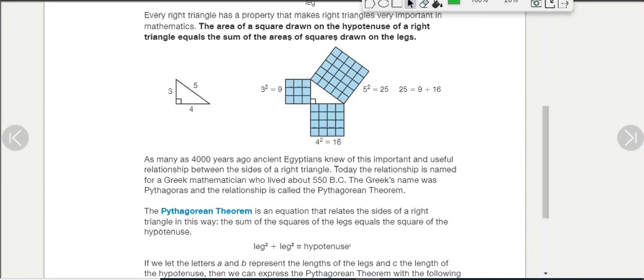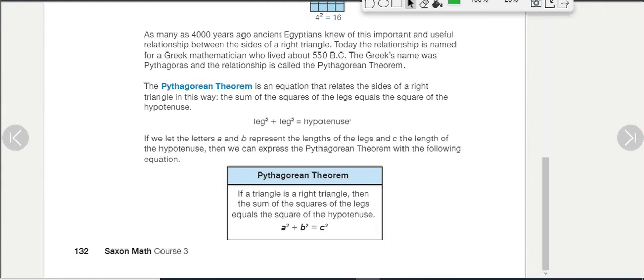The area of a square drawn on the hypotenuse of a right triangle equals the sum of the areas of squares drawn on the legs. I'll show you why this is helpful. The Pythagorean theorem is an equation that relates the sides of a right triangle in this way. The sum of the squares of the legs equals the square of the hypotenuse. This is pretty hard to see too. But we square a leg length, we square the other leg length, we add that together, and it gives us the hypotenuse squared. So we show this in short: leg 1 squared plus leg 2 squared is the hypotenuse squared, or a squared plus b squared equals c squared.